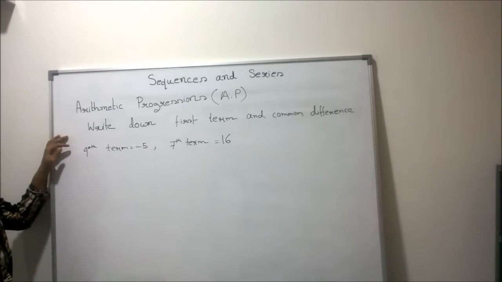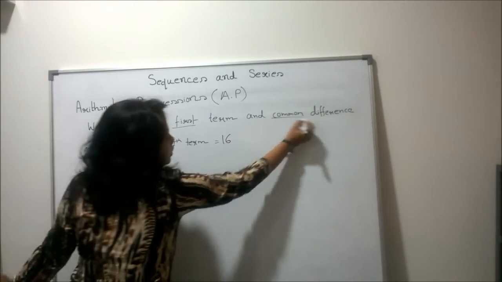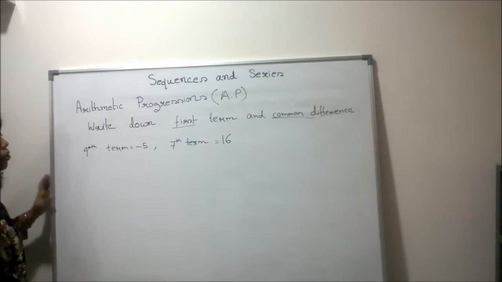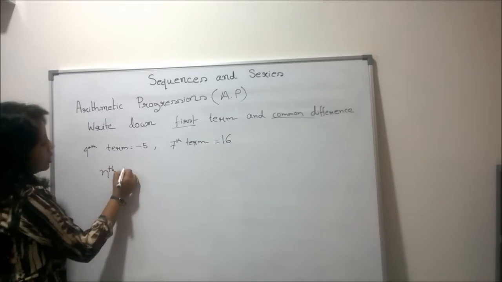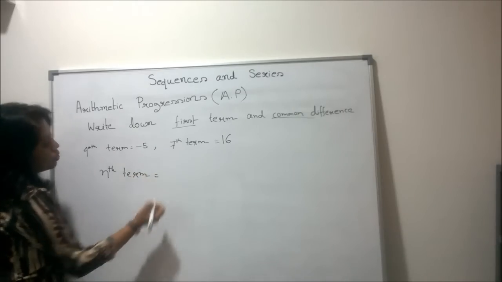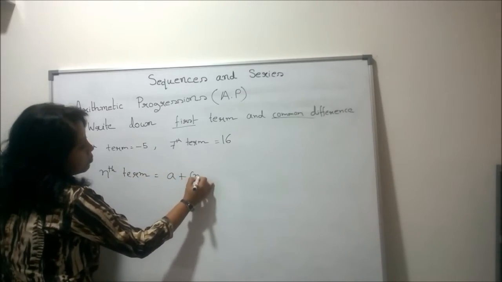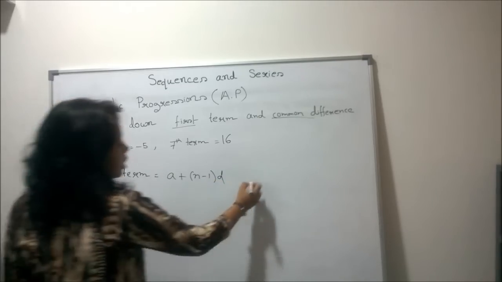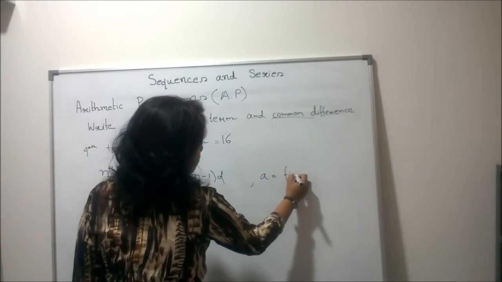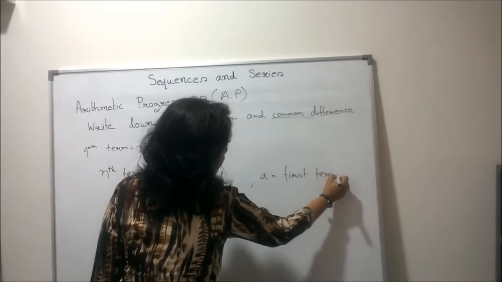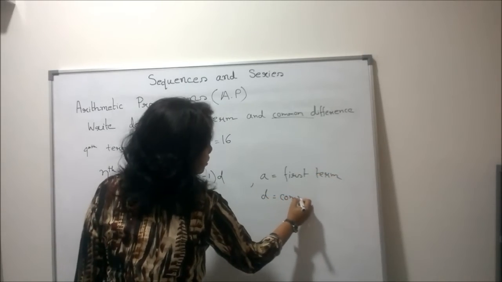Here write down the first term and common difference. What is given? The fourth term is given of this sequence, that is minus 5, and seventh term is given, that is 16. From these two information we have to find out the first term and the common difference. Okay. So we know the nth term. Nth term we know, that is a plus n minus 1 d, where a is the first term and d is the common difference.